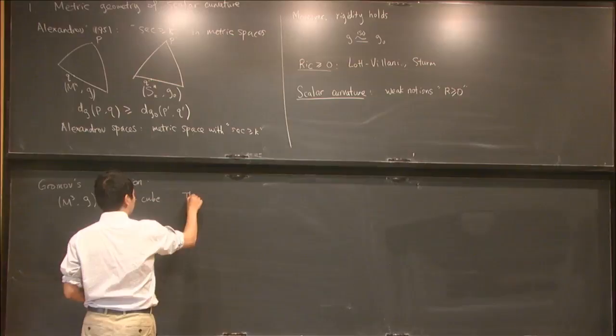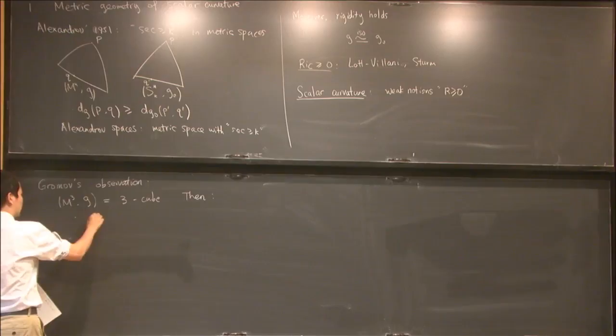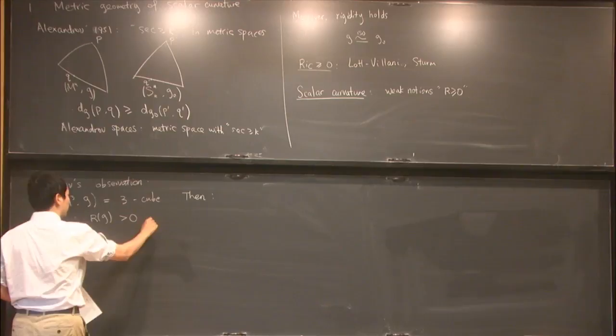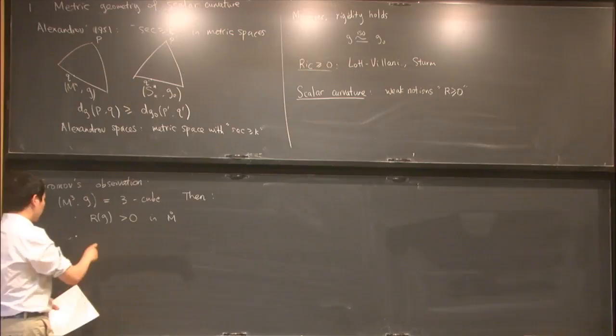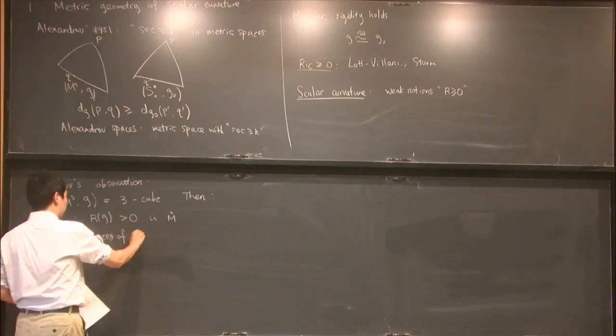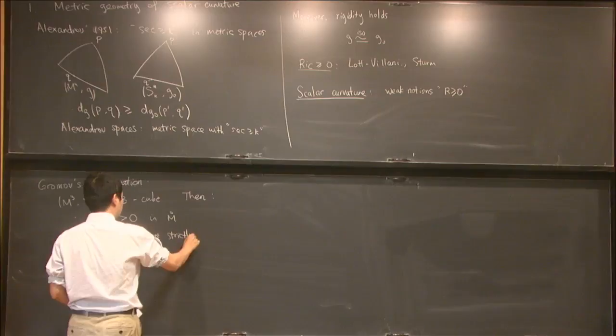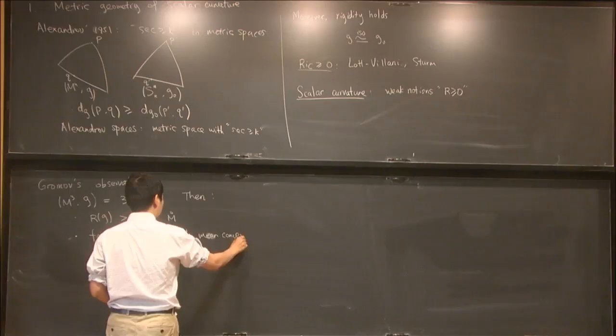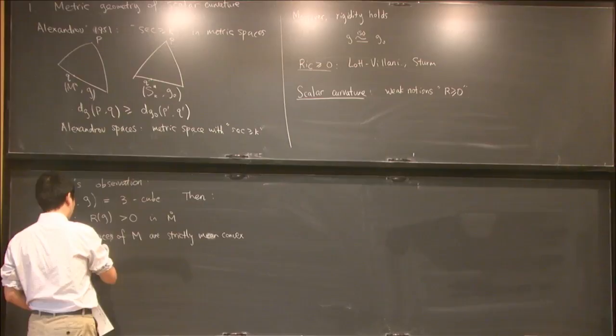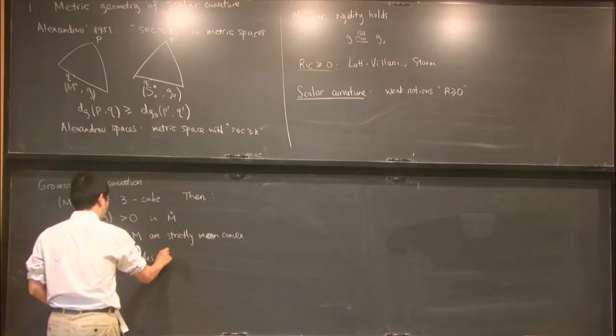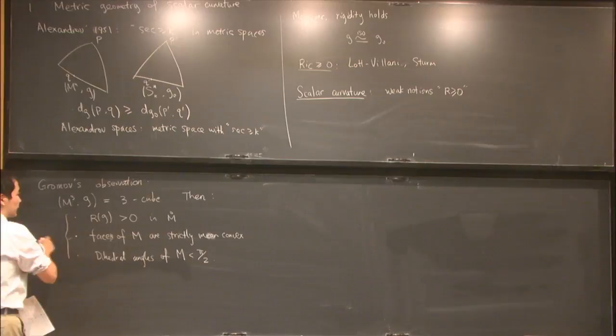Then the following three things cannot happen simultaneously. The first is that the scalar curvature of this metric is positive in the interior. The second condition is that the faces of M, so the faces of the cube, are, let's say, strictly mean convex. And the third condition is that the dihedral angles of M are everywhere less than pi over 2. So he claimed that these three conditions cannot happen at the same time.